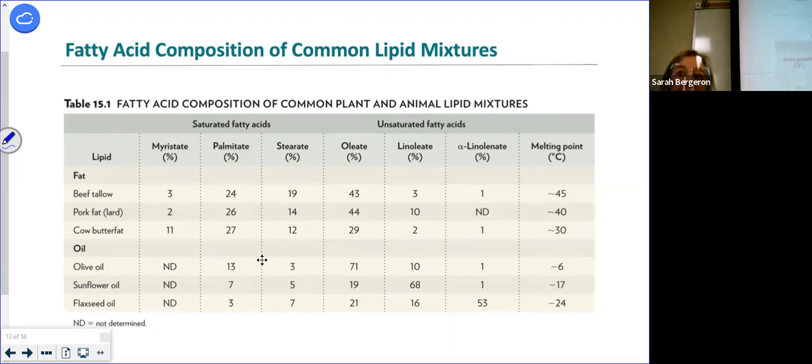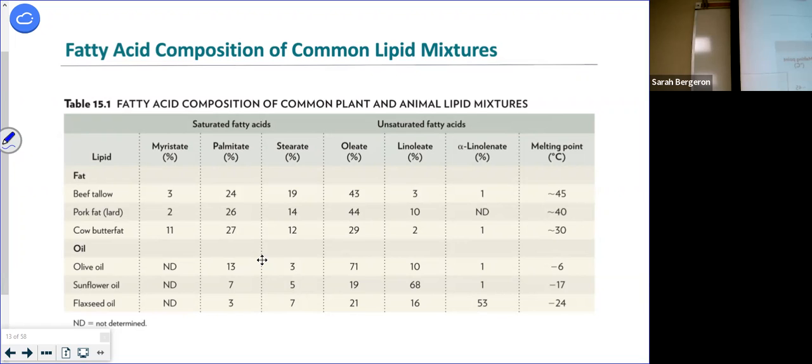But draw the most common. If you pick a food source, don't pick one that's like 1%. If you pick cow butterfat, pick the highest percent, which is like 29, 27, 12. It's going to make way more sense if you do that.